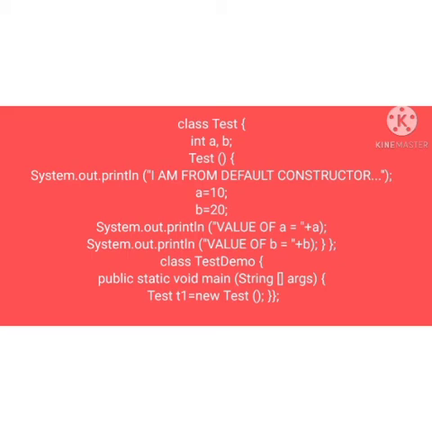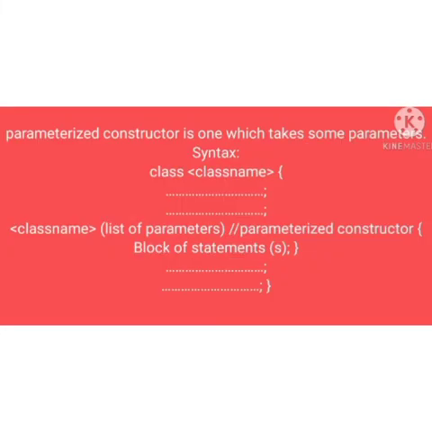And next, class TestDemo, public static void main(String[] args), Test t1 = new Test(). Here Test is the class name as well as the method name. This is the constructor, and here it is called, and we print the value of a and the value of b. The output is "I am from default constructor", and the two values, a equal to 10 and b equal to 20, are printed. Here Test is the name we have taken as the class name and the method name, and it is called a default constructor.